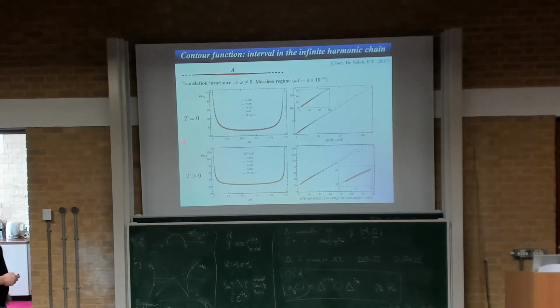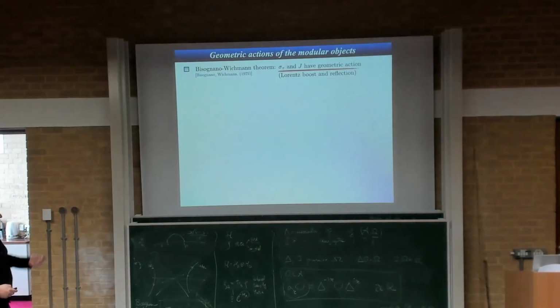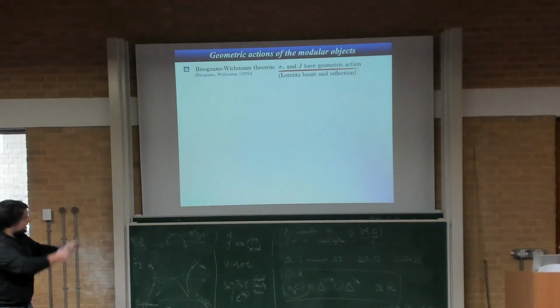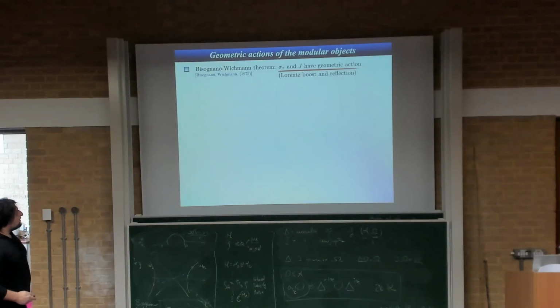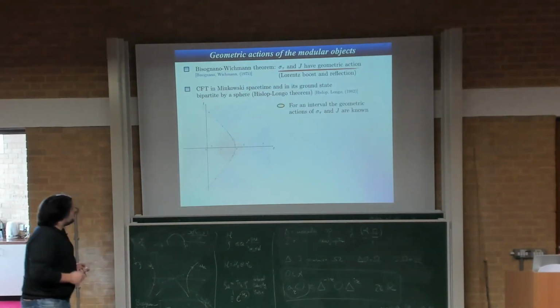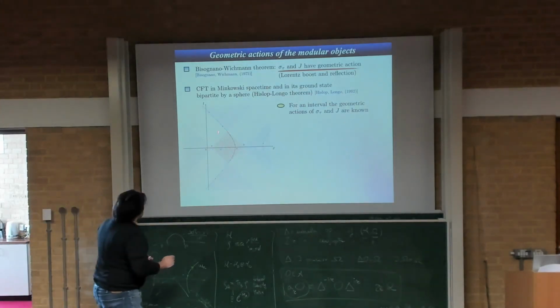You can also consider the case of finite temperature. It is more complicated, but the situation is: here is the function, and here is the other function that fits the data. Now let me go to the Bisognano-Wichmann theorem. What does this have to do with it? This is the Bisognano-Wichmann theorem in CFT, Minkowski spacetime, in the ground state. Take 1 plus 1 dimensions for simplicity.